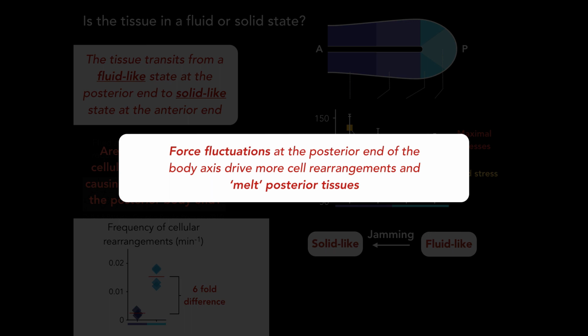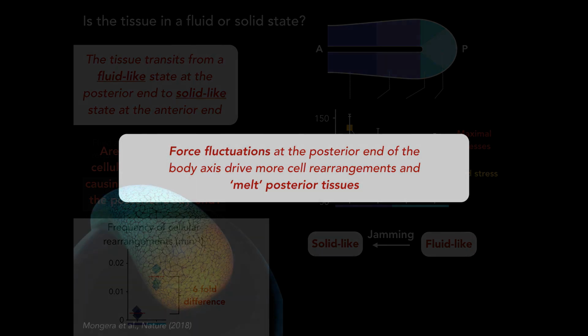Obviously, the cells would not be doing that unless it was useful in some way. So they are doing all these fluctuations, and these fluctuations are driving more rearrangements between the cells at the posterior end of the body because there are more spaces between the cells. It's easier to unjam the cells in that region. And therefore, these rearrangements between the cells are melting the posterior end of the body, fluidizing it and maintaining it in a fluid state.